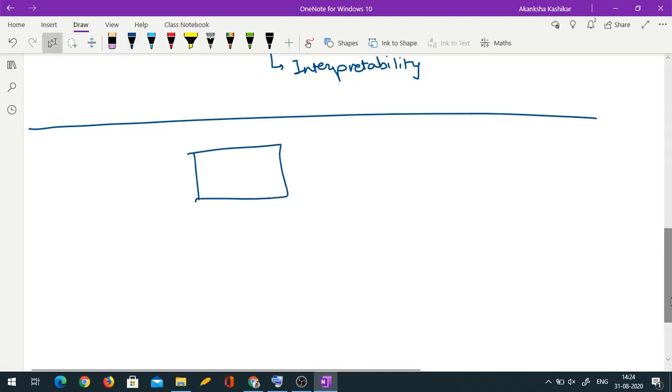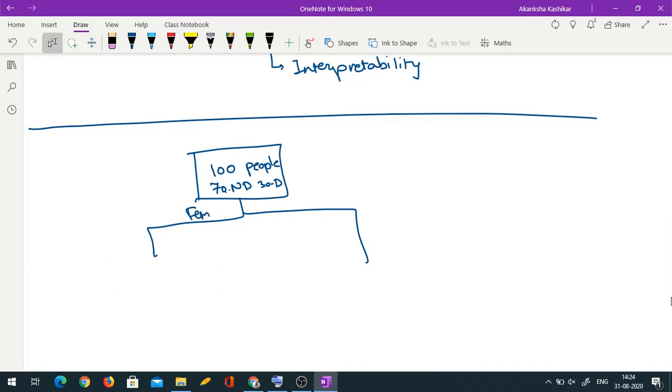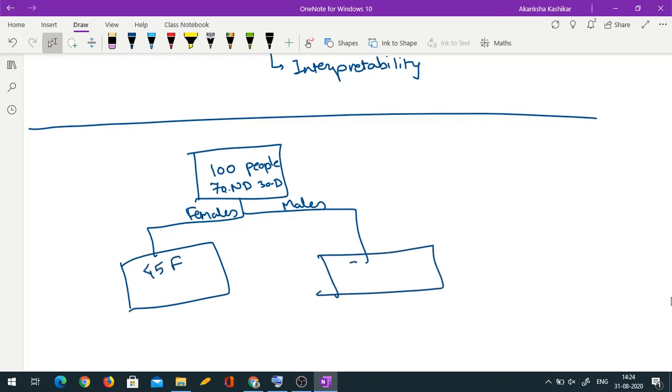Initially I had a root node with 100 people over here. Out of these 100, suppose 70 were non-diabetic and 30 were diabetic. Then I split on the basis of gender. So females are on the left side, males are on the right side. We said that we have 45 females and here we have 55 males. Out of these 45 females, suppose 30 are non-diabetic and 15 are diabetic. Out of 55 males, 40 are non-diabetic and 15 again are diabetic.